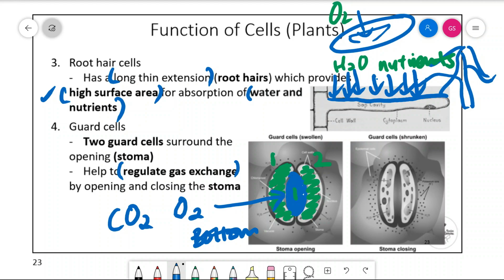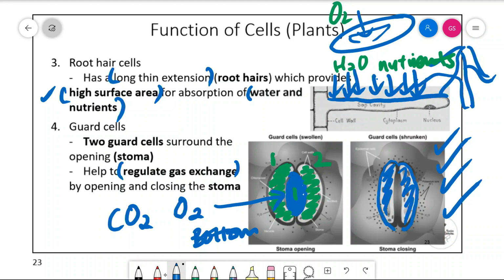When it's closed, what happens? On this one. When it's closed, what happens? Can you see it or not? There's no stoma. Tutup kedai. What happens here? The gases, which are the carbon dioxide and the oxygen, cannot exchange. They cannot exchange. So the gases and the water vapor will stay inside the leaf. So you must have guard cells, which is this one, to protect and to control how the leaf functions.